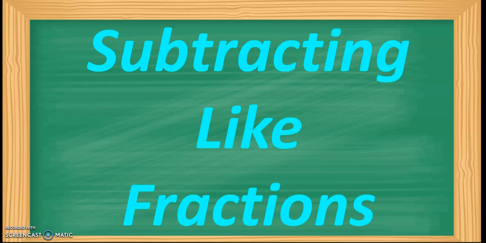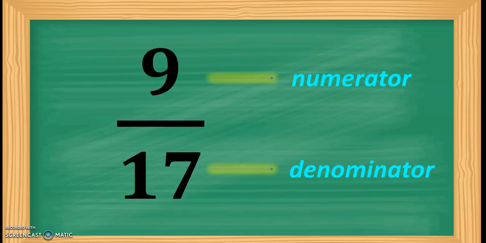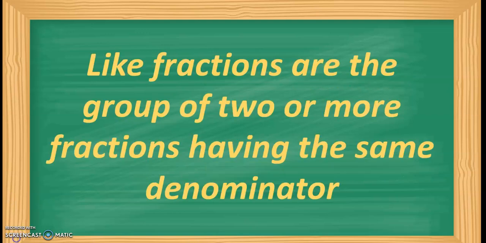Today's video, we'll be looking at subtracting like fractions. Now, a fraction has a numerator part along with a denominator part. We have 9 over 17 here, where 9 is the numerator and 17 is the denominator.